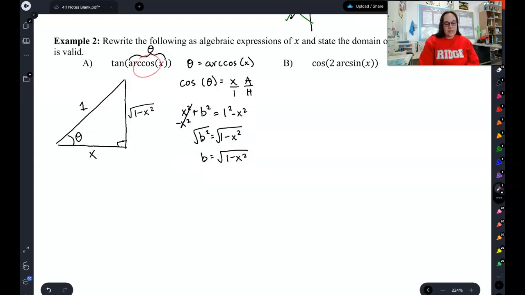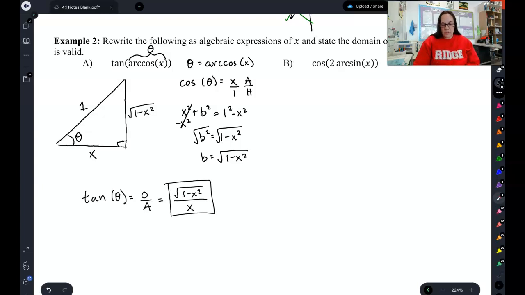So I used the inside to build the triangle. Next, I'm going to use the outside to answer. So now I want to find the tangent of this triangle. Well, I know that tangent of this triangle, tangent is SOHCAHTOA. So the opposite side is this one. And my adjacent side is that one. And that is my answer. So I used the inside to build the triangle, used the outside to get my answer.